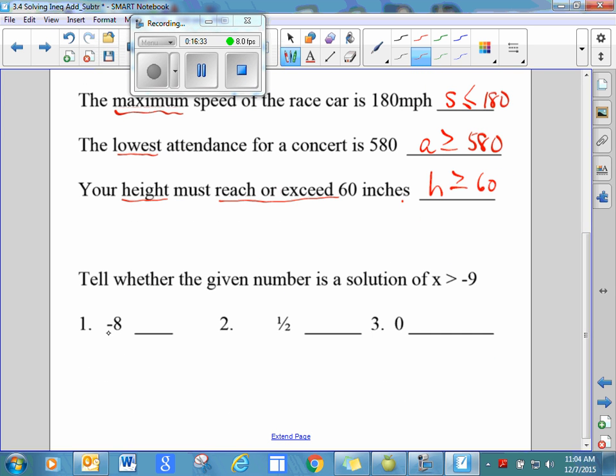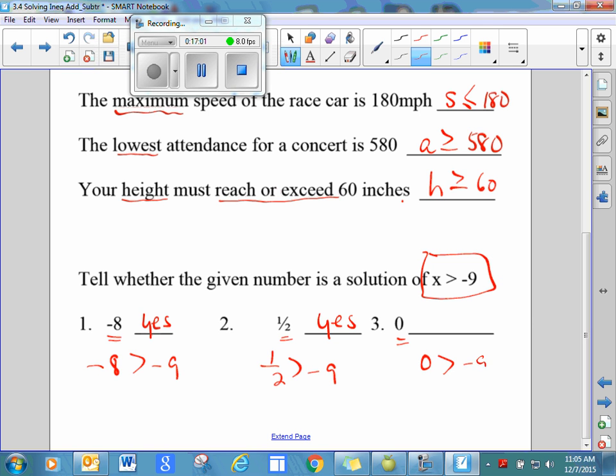So tell whether these given numbers right here are solutions of this particular inequality, which means when you plug negative 8 in, do you get a true statement? So negative 8 greater than negative 9. Is that true? Is negative 8 bigger than negative 9? Yes, it is. 1/2. Is that greater than negative 9? Yes, it is. And 0, is that greater than negative 9? So all of these, we're asking ourselves, does it make a true statement when you plug it in? And yes, it makes a true statement here, too.